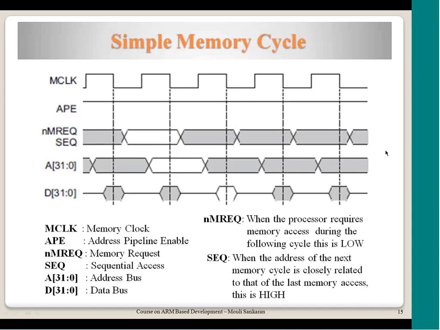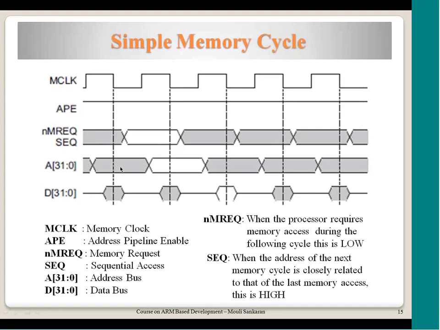Now I'll show you a small bus cycle here. This is the M clock which I showed you that it is driven from the external circuitry into the processor core. So this is a complete one cycle here. What you see here is it is a pipeline mode because this is a high signal. APE is address pipeline enabled, and MREQ and SEQ, sequential, is a combination which gives you whether the processor is in a sequential mode or what kind of address it is being read.